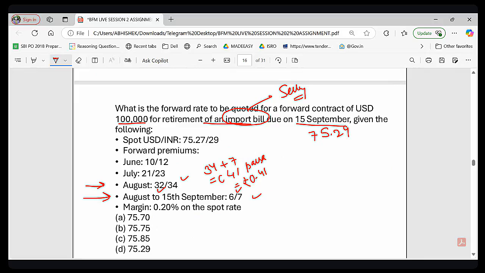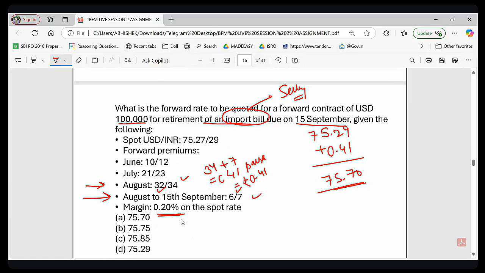If you convert 41 paisa into rupees, what will you get? 0.41, isn't it? Now you will add this to the spot rate. After addition you will get 75.70, right? Now we need to include the margin. Margin is 0.20%.